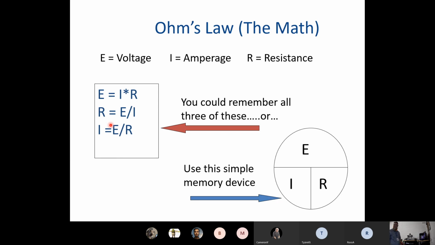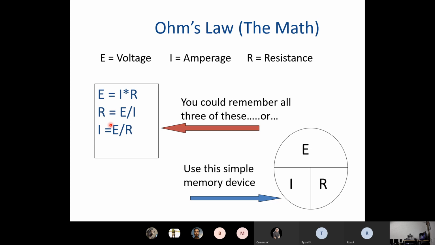So resistance equals voltage divided by amperage? Yep. Make sure you get that one. But again, like I said, those other two equations are just solving this equation. They're resolving this equation for a different variable. So they're solving for R here.